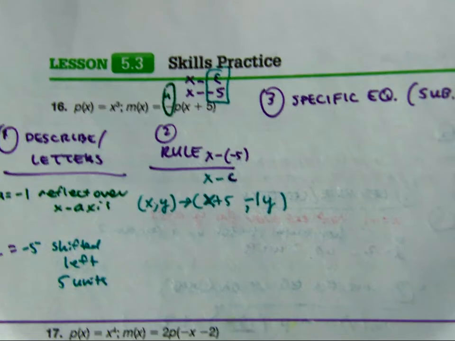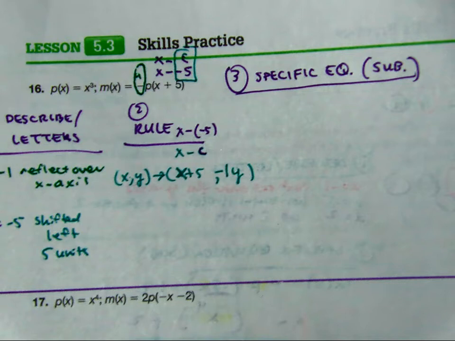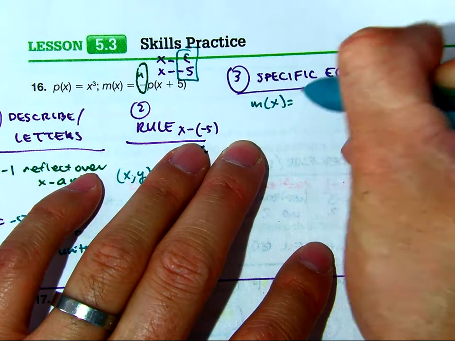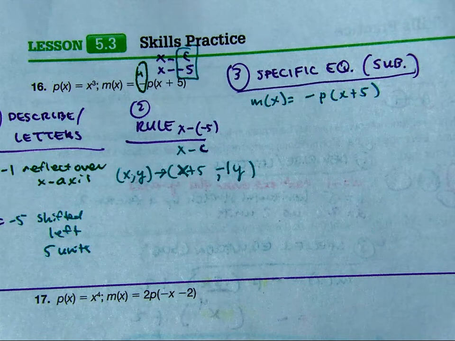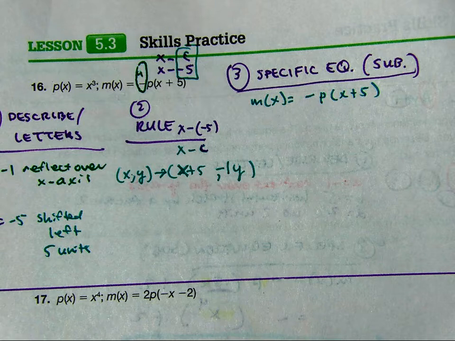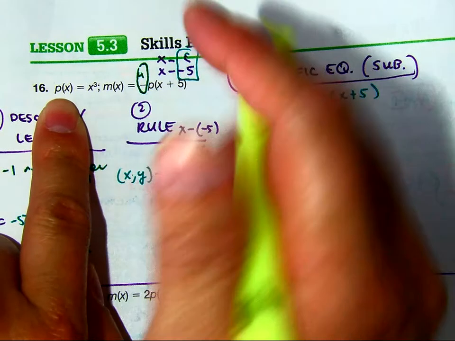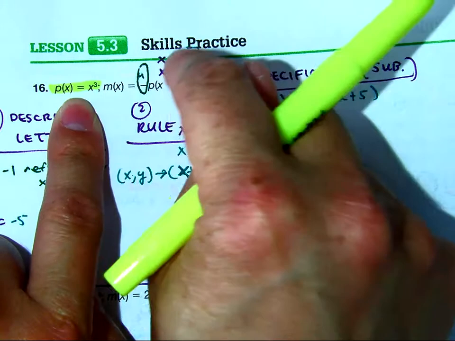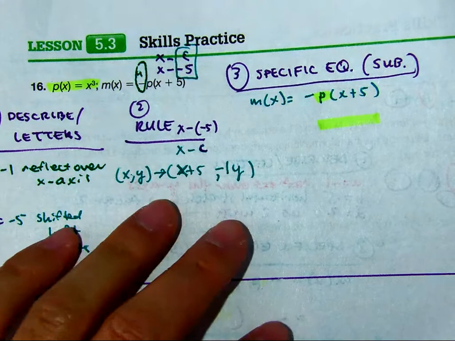Okay, here's the hard part. Specific equation. Write down m of x. All right, put your finger on the 2 p's. Your finger should be here and here. P of x is equal to x to the 3rd. In this equation, every p value is going to be x to the 3rd. There's my first substitution.